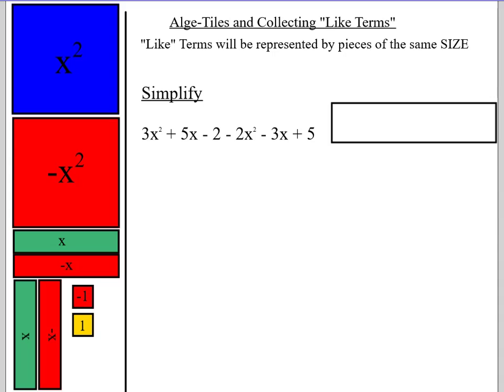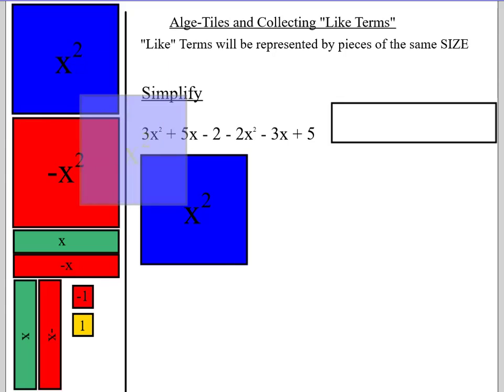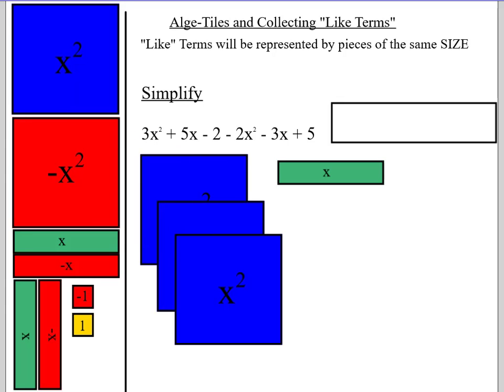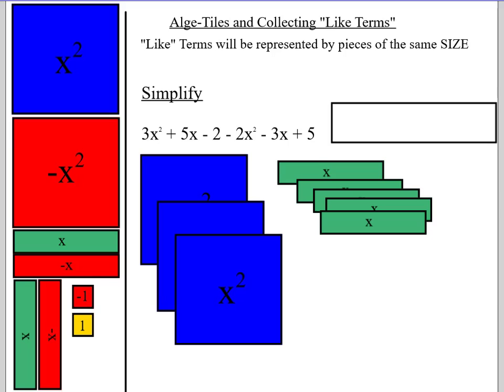Okay, again, if you want to pause it and try it first, you're welcome to. You're probably starting to see a shortcut brewing here on how we can get to these answers without the tiles. But pause it and give it a whirl. I'll start laying it out here. So we have 3x squareds. We have 5x's. And we have 2 negative 1s. There's the first 3 terms.